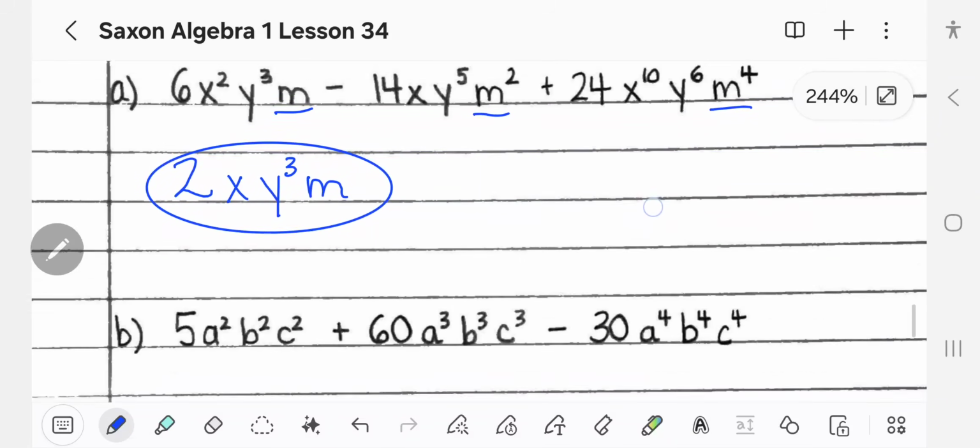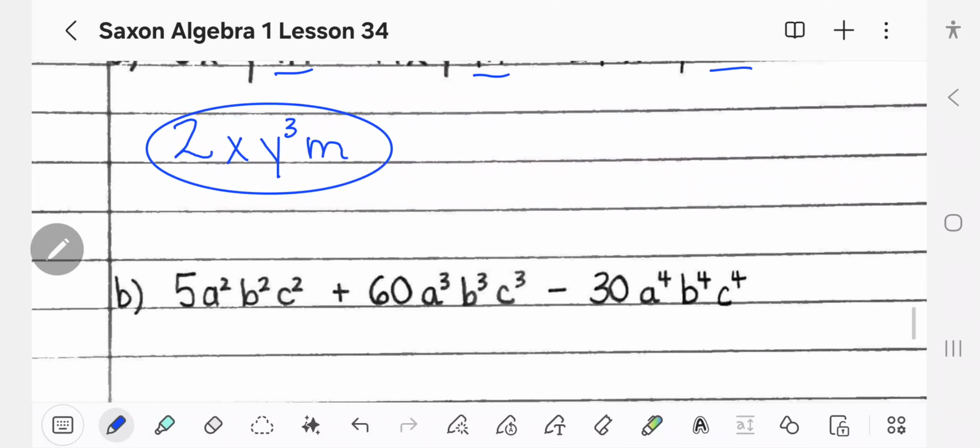Let's look at B. We're going to look at all our numbers. I noticed that they either end in 5 or 0, so that tells me that 5 is a common factor. And since this one is 5, that's going to be the largest thing that would go into all of them. So GCF is going to have a 5 in it.